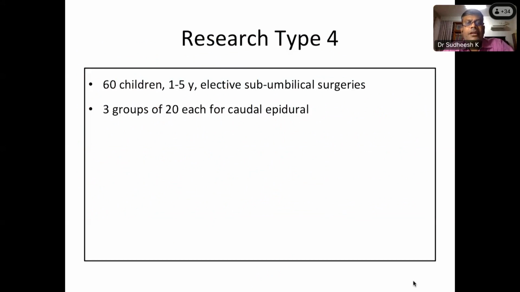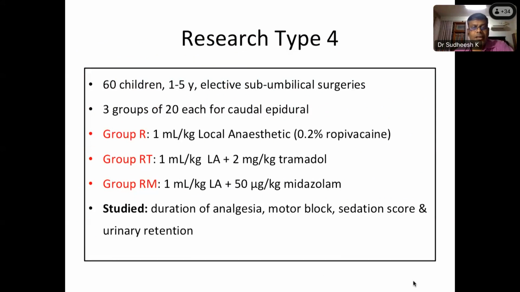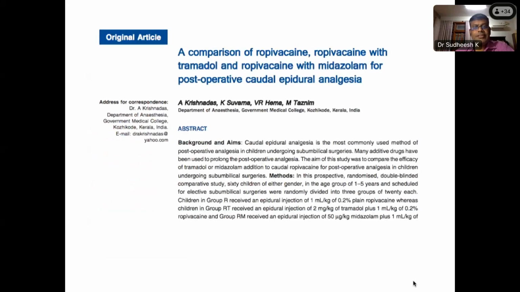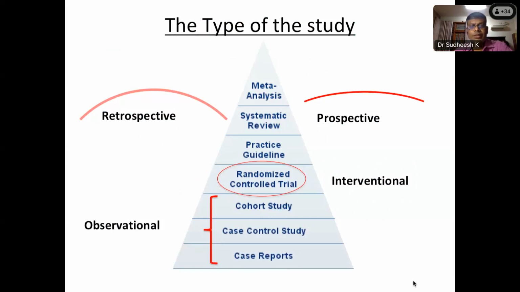So next, this is about another research where 60 children of age 1 to 5 years undergoing subumbilical elective surgeries were taken up, and they were divided into 3 groups of 20 each to receive caudal epidural. One group received local anesthetic, the other received local anesthetic with tramadol, and the third received local anesthetic with midazolam. And they were observed for duration of analgesia, motor block, sedation score, etc. So what kind of study is this? This is an interventional study, where you intervene by giving different drug combinations into the caudal space. So we finished with prospective, retrospective, observational, and intervention. These 4 things we have covered now.